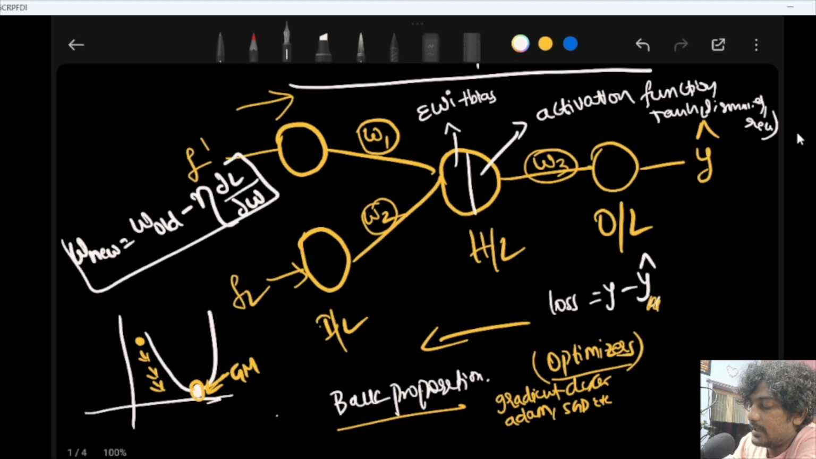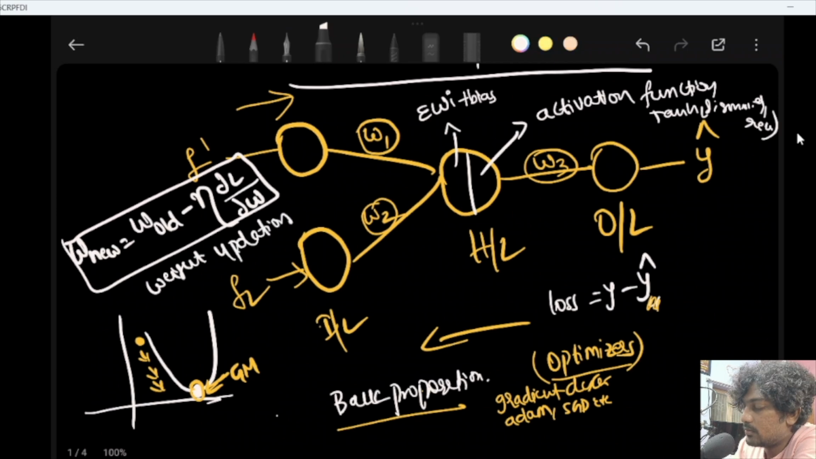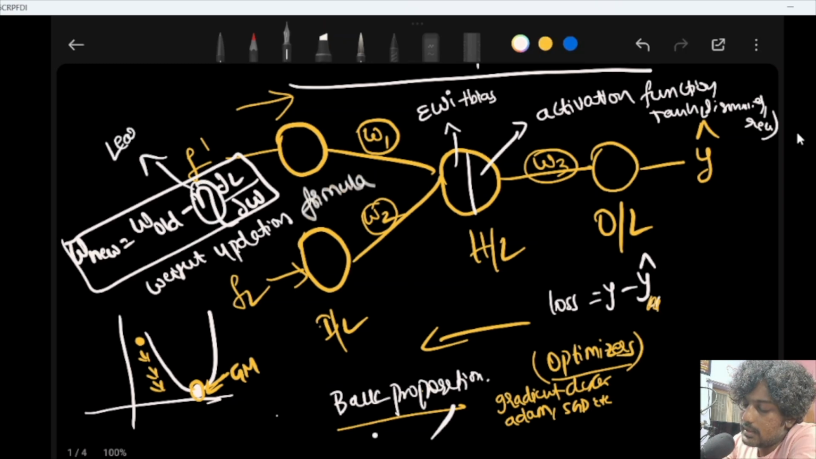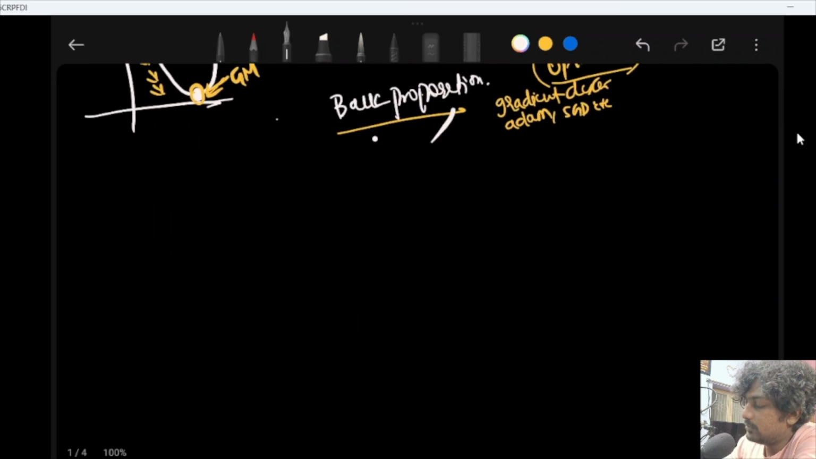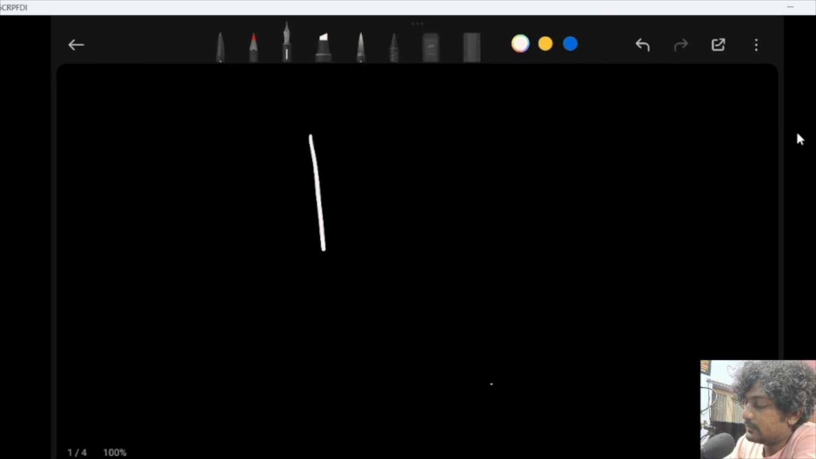This is the weight updation formula, okay? And this is the learning rate, and I will explain what the learning rate is.